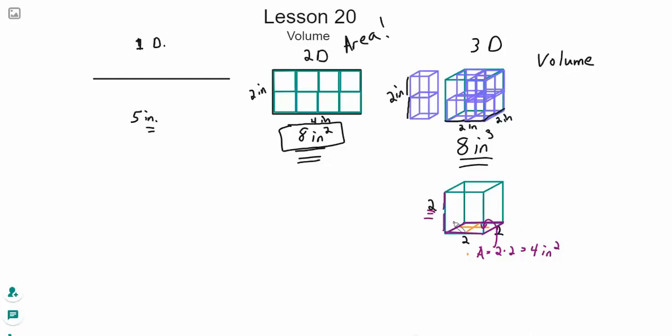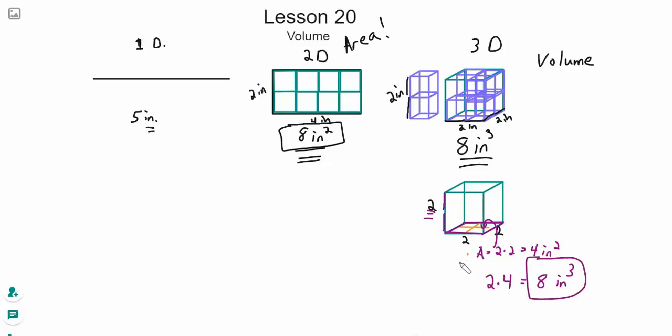So if I wanted to find how many blocks were in all, I would say, well, there's 4 on the bottom, and there's 2 layers that are exactly the same. So you'd have 2 groups of 4. And of course, we all know that 2 groups of 4 is just another way of saying 2 times 4, right? Which is 8. And then we'd have to remember that this is the full volume, so it's inches cubed, not inches squared.